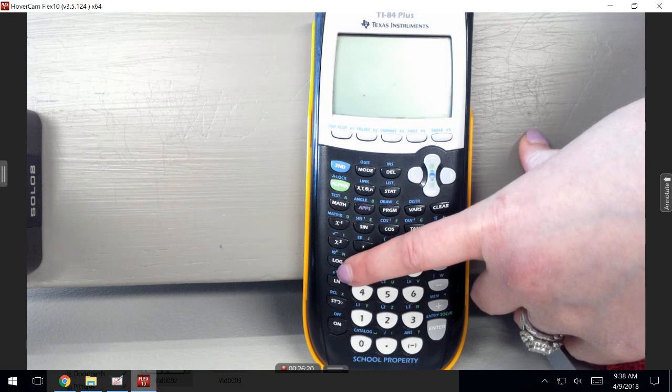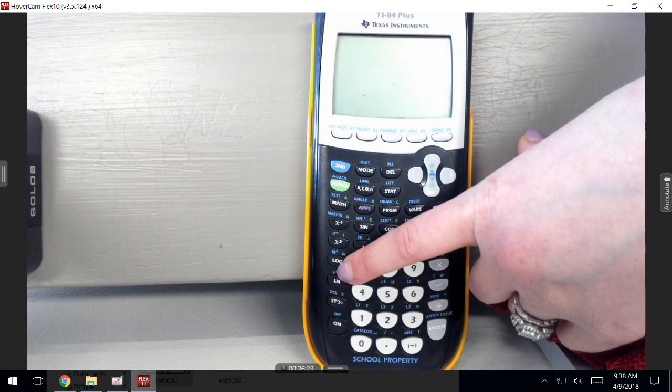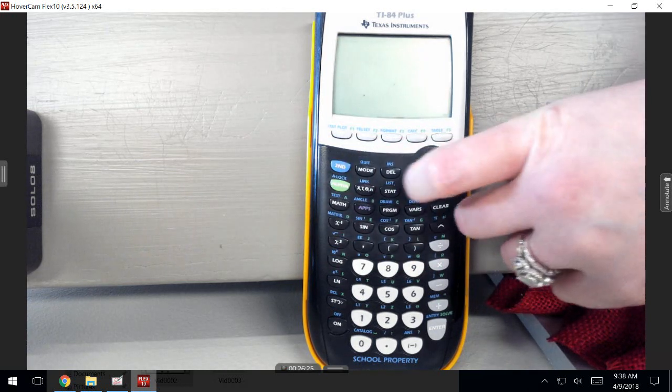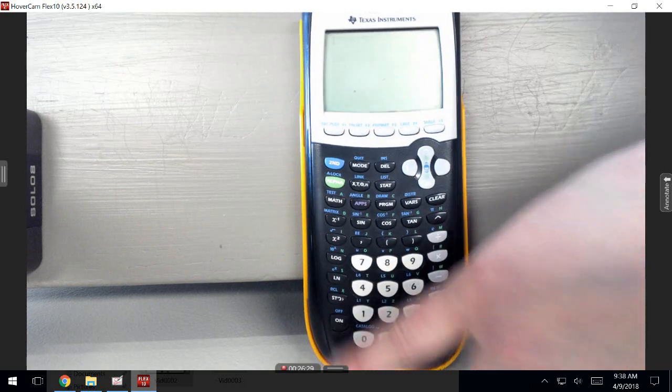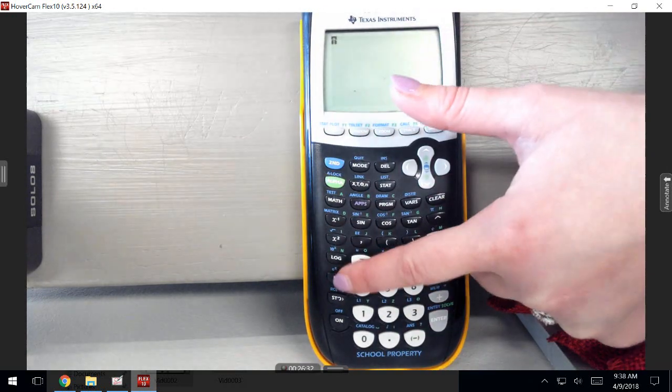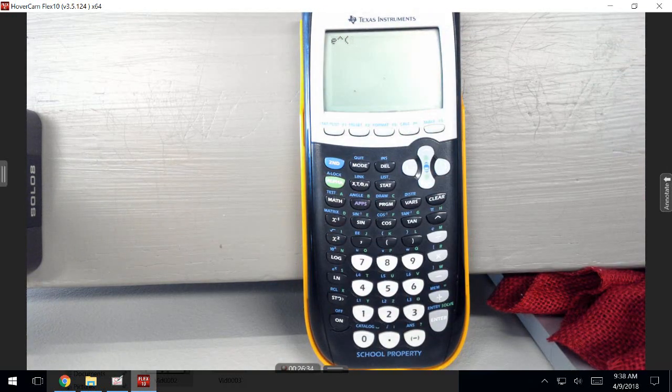Base e is on that same button, but the base e is in blue. So you have to hit the blue button first, and then the natural log button. Oh, I have to turn it on. It would help if I turned it on, wouldn't it? So blue button, and then natural log button, okay?